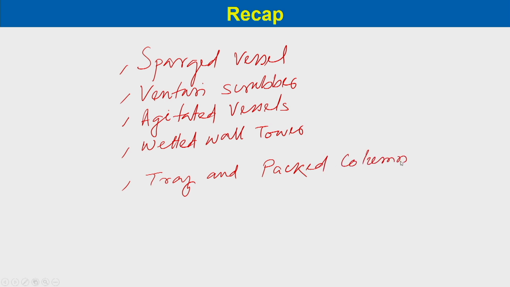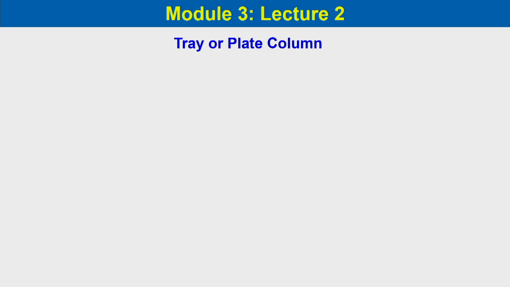This tray and packed column are commonly used in industrial application, particularly in case of absorption and stripping as well as in distillation. So, we will put more emphasis on the tray and packed column in our next discussion. So, let us start with our tray or packed column.